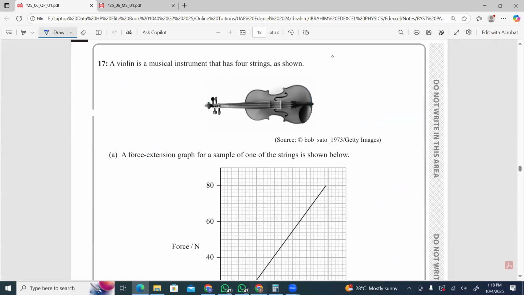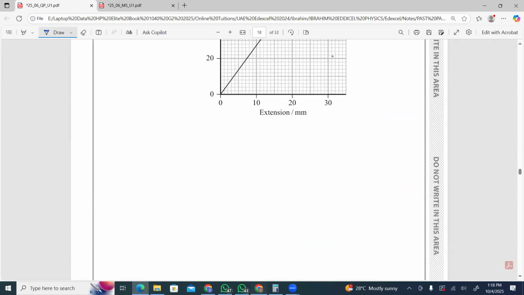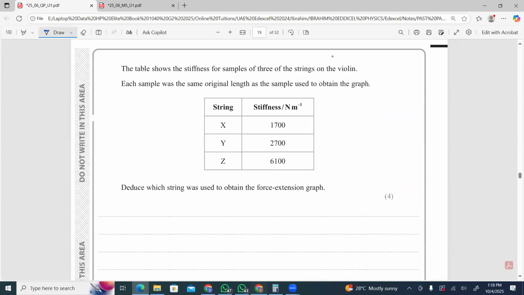A violin is a musical instrument that has 4 strings as shown. A force extension graph for a sample of one of the strings is shown below. The table shows the stiffness for the sample of 3 of the strings on the violin. Each sample was the same original length as the sample used to obtain the graph. So you have 3 strings X, Y, Z, and they have calculated the stiffness for the 3 and tabulated that. Deduce which string was used to obtain the force extension graph. You just need to find the stiffness.